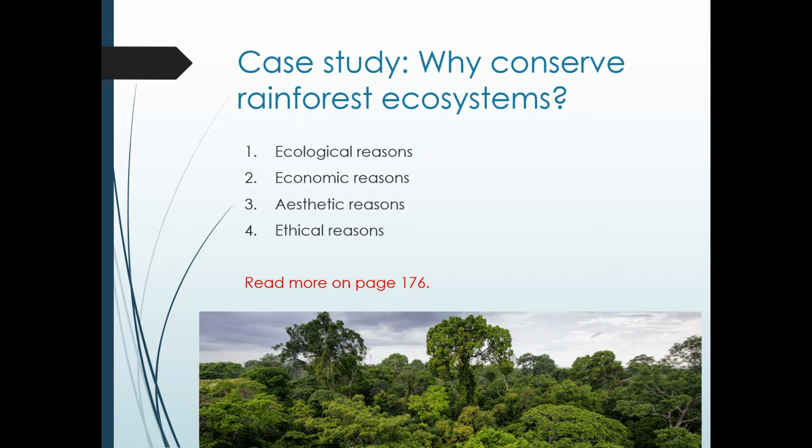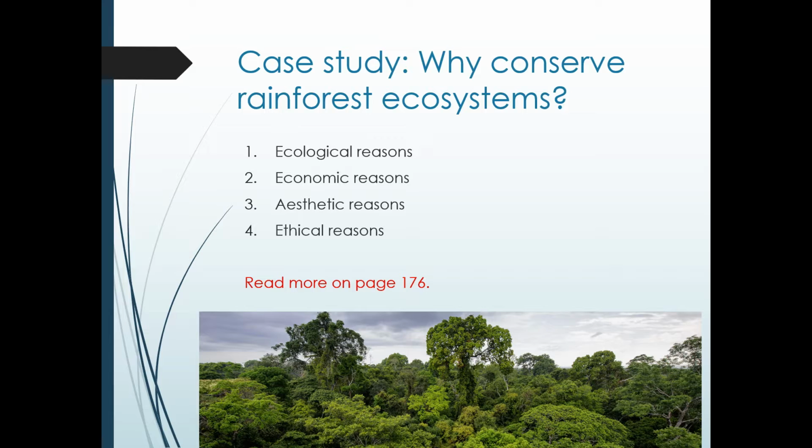Starting from ecological reasons, a rainforest is a diverse ecosystem. It has really high biodiversity. Remember how we measured biodiversity? You can say it's really high, and use this as an ecological reason. You can say, if we lose this ecosystem, then we will lose all this diversity, so it makes sense to conserve this habitat.